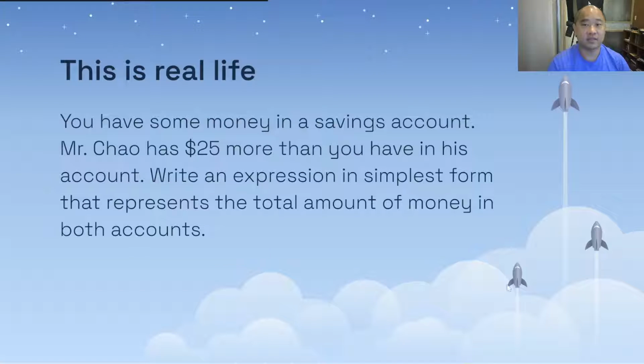Okay, now let's say we have this situation that you have some money saved away in your savings account for a rainy day. And I have $25 more than you in my account. And we want an expression that combines both of our accounts. So first we have to do something called defining the variable, because there's something in here that we don't know, right? We don't know the value of your account. You have a savings account and we don't know how much that is, right?